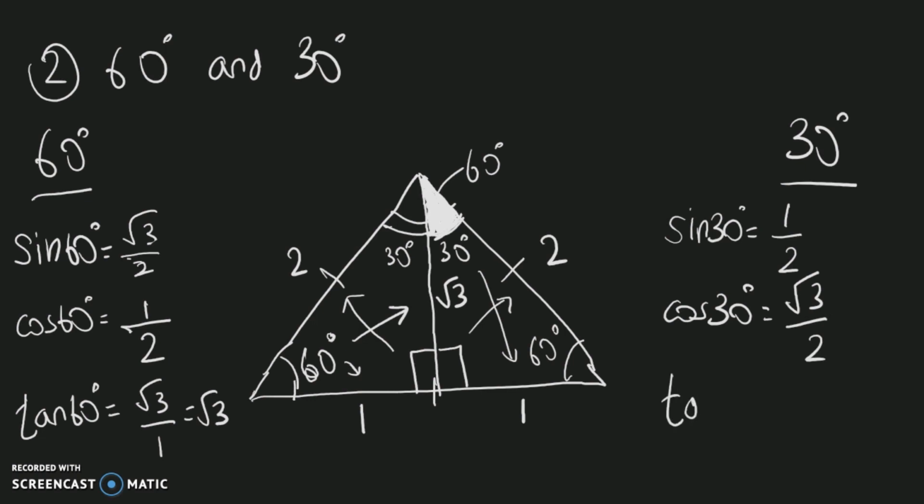The tan of 30 degrees is the opposite, which is 1, over the adjacent, which is the square root of 3. So 1 over the square root of 3 can also be written as the square root of 3 over 3 when rationalized. So these are the three special angles in trigonometry. Soon we'll learn why this is very significant.